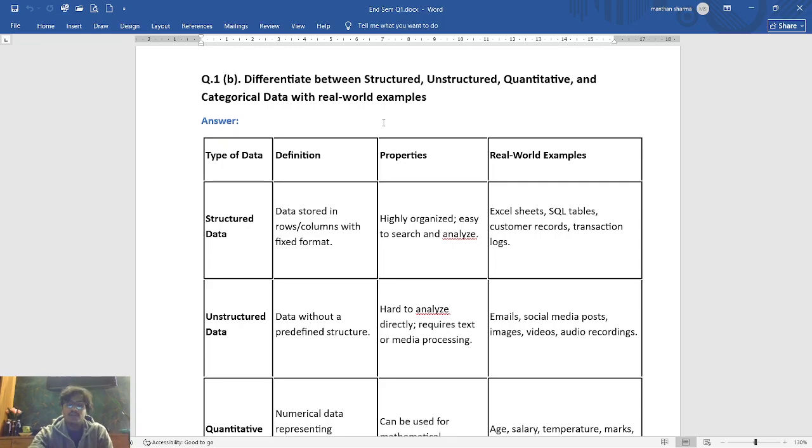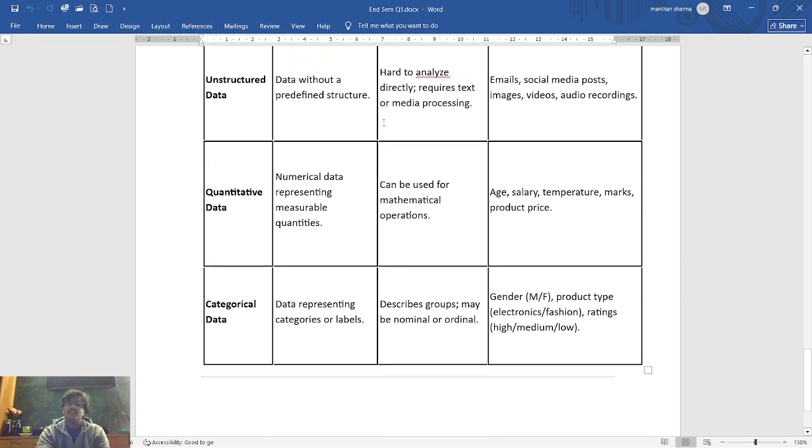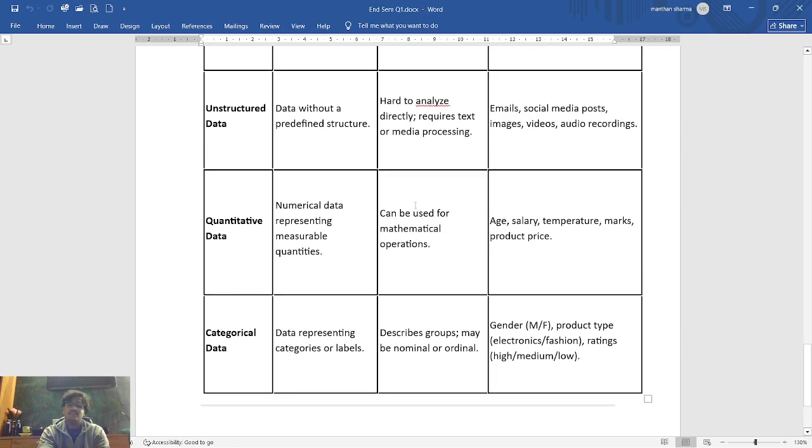Now moving on to the categorical data. Categorical data represents labels or categories. This could be nominal categories like gender or product type, or ordinal categories like ratings such as high, medium, and low. Like from 5 stars, we are giving a low to 1 star, and then high moving on to the 5 star, which is the highest rating. So it will come under categorical because we are categorizing the degree of ratings into low, medium, and high. It will be a categorical data type example.